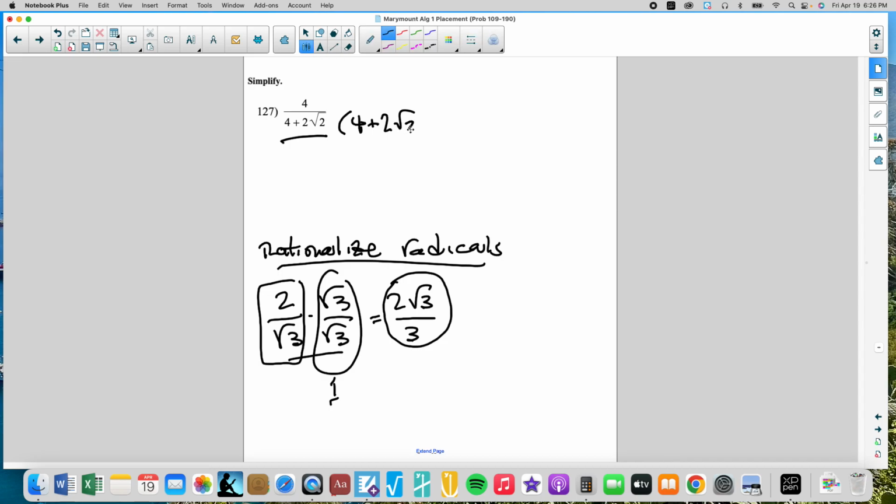This won't get rid of it because the inside and outside will create a radical. So we have to multiply by its conjugate. Why conjugate? Because it will get rid of the outside and inside. And what we multiply by the denominator, we have to multiply by the numerator, so to keep it as a value of 1.